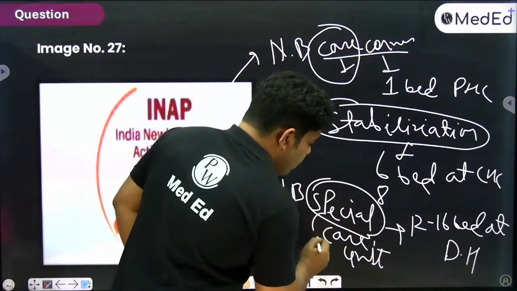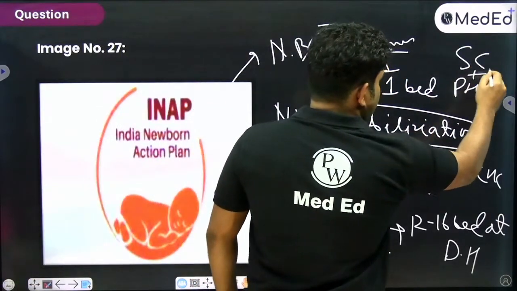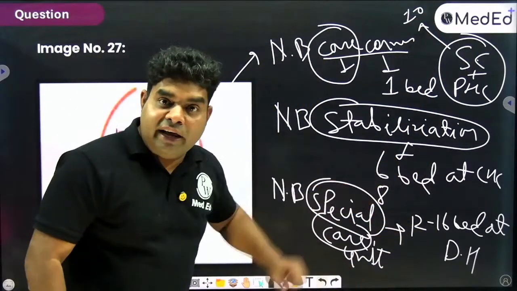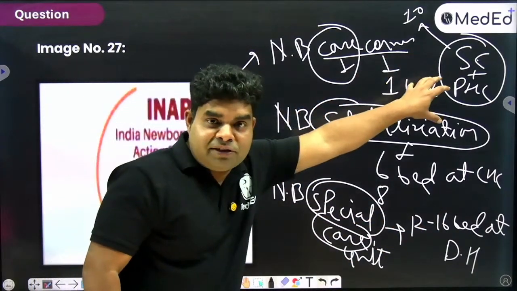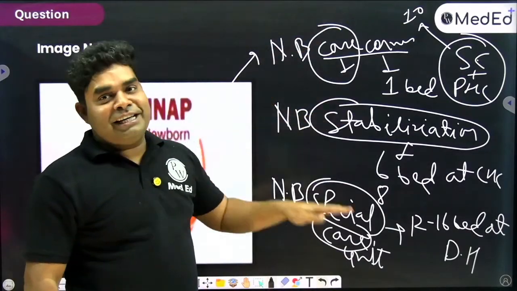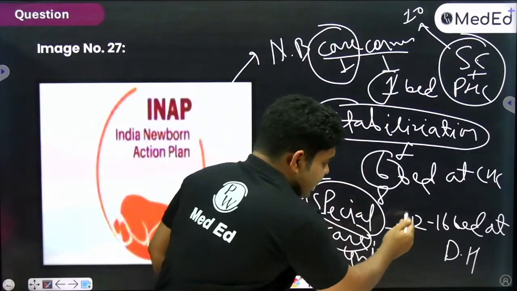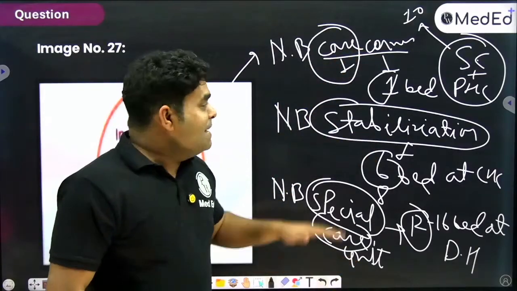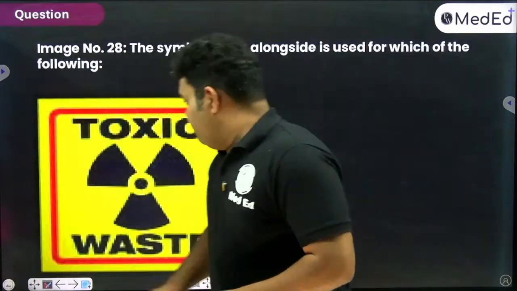So we all know PHC is primary level with subcenter. This question has also been asked. Subcenter and PHC, they are primary level. Then CHC and district hospital are secondary level. But a district hospital has 4 or 5 CHCs under it. So PHC comes first, then CHC, then district hospital. Care, then stabilization, then special care. And see the beds, very simple to remember, 1, 6, 12. So say it with me and you will remember it. 1, 6, 12. Care, stabilization, special care. PHC, CHC, district hospital. Chalo. So this is the INAP program.